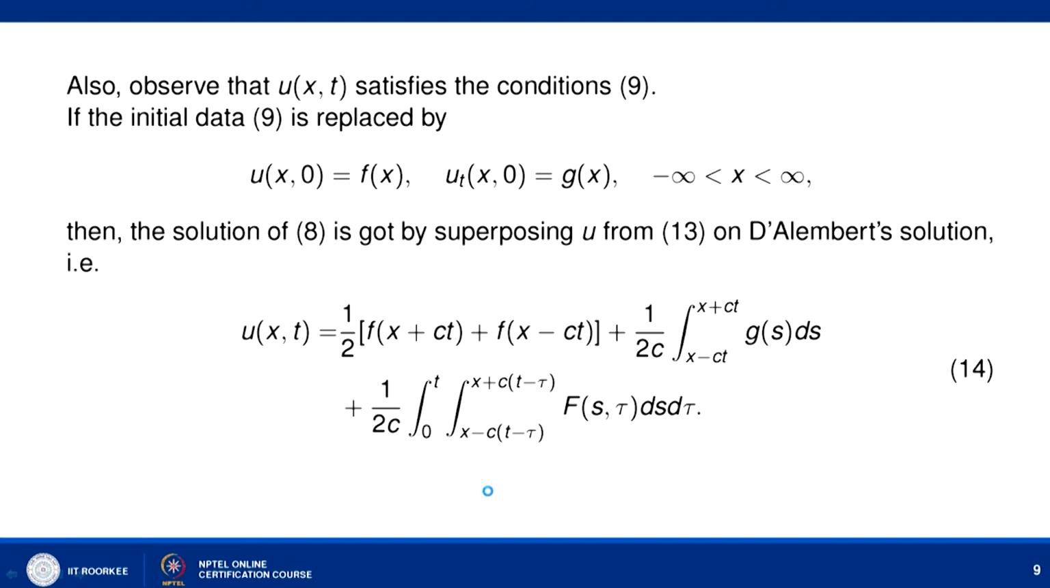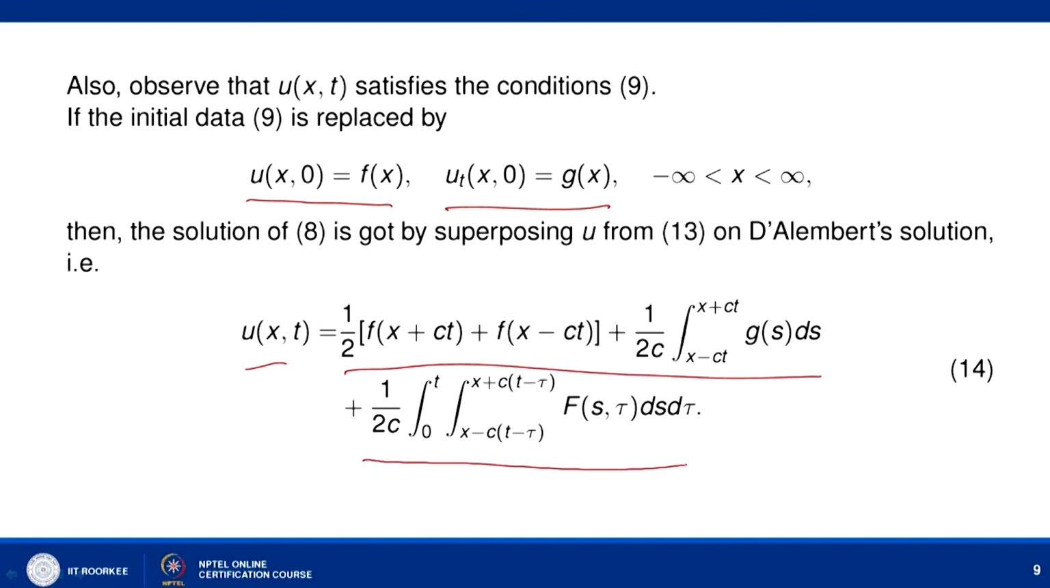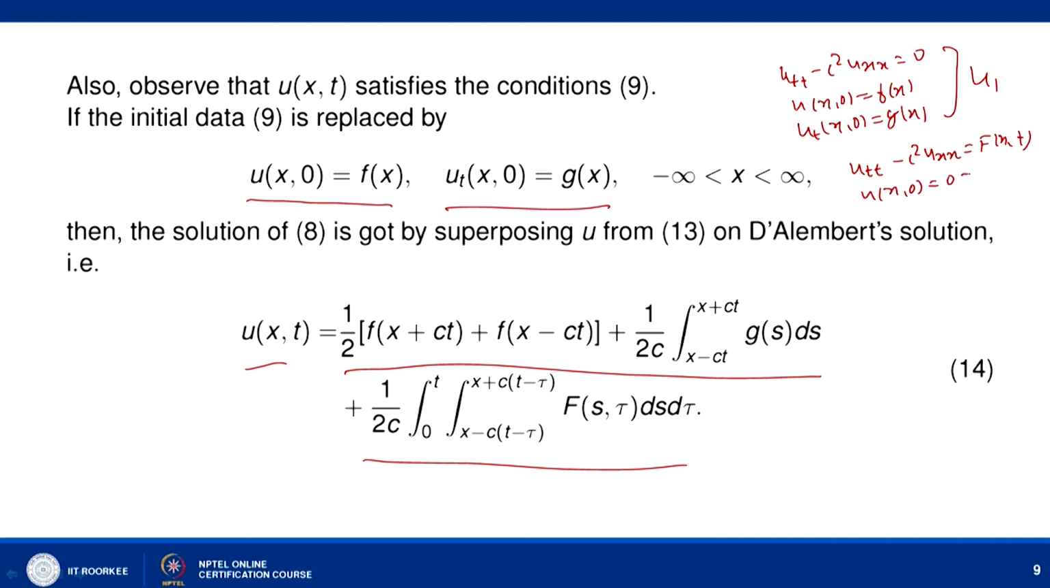Now, if the initial data 9 is replaced by a non-homogeneous initial condition, then as we have pointed out, we can write down the solution u as the sum of the solutions u1 and u2. What is u1? u1 is the solution of u_tt minus c square u_xx equal to 0, with u(x, 0) equal to f(x) and u_t(x, 0) equal to g(x). And u2 will be the solution of u_tt minus c square u_xx equal to f(x, t), with u(x, 0) equal to 0 equal to u_t(x, 0).